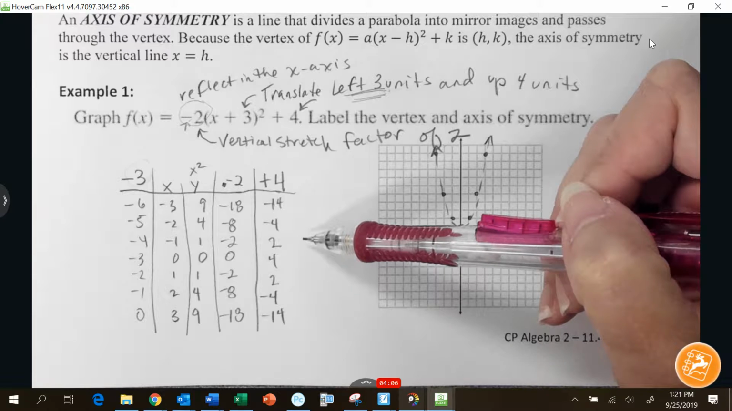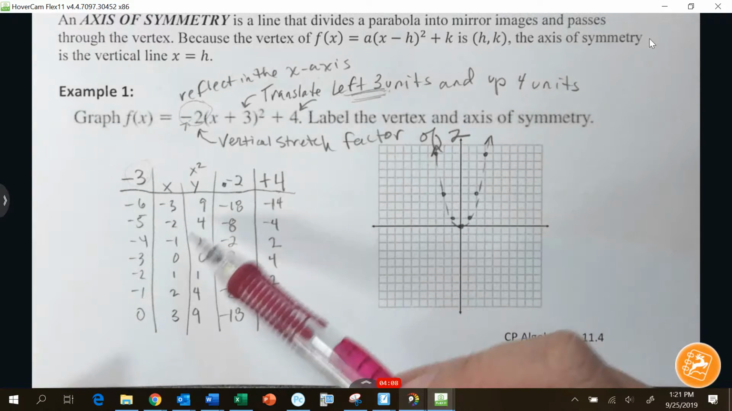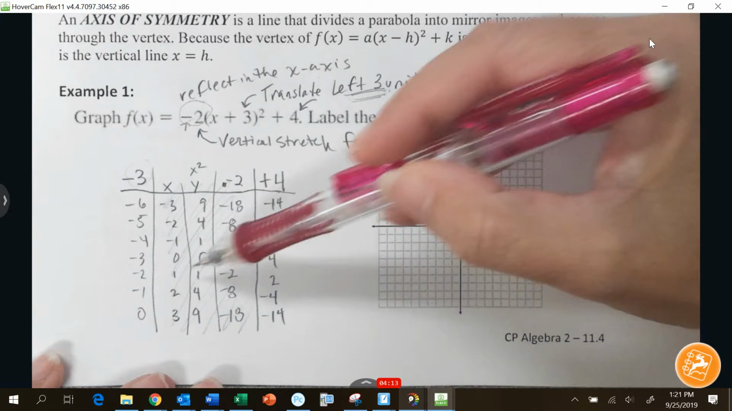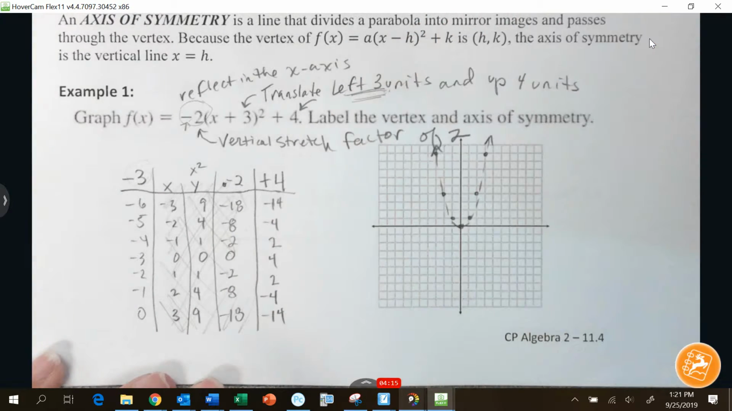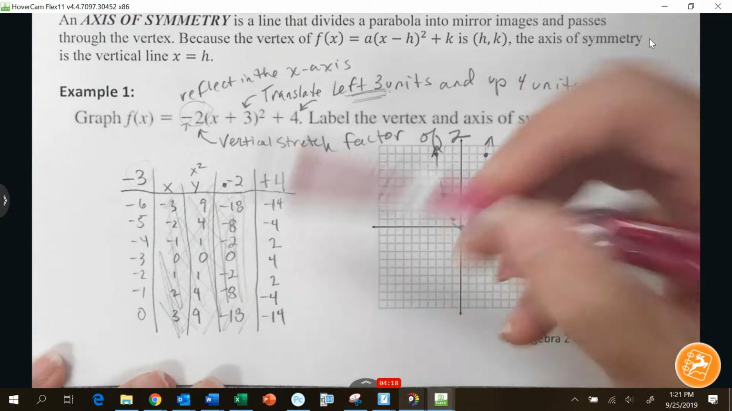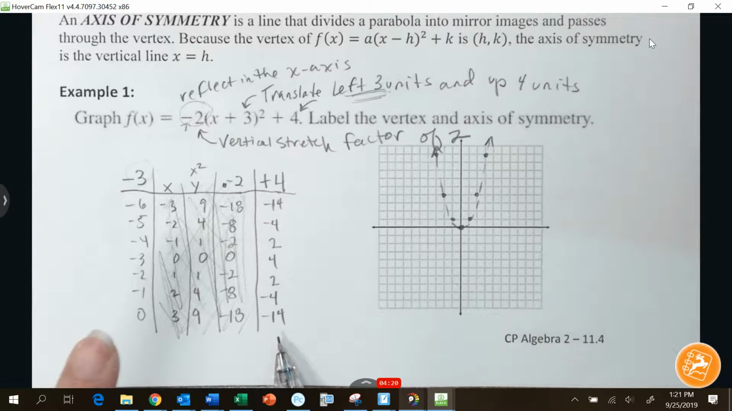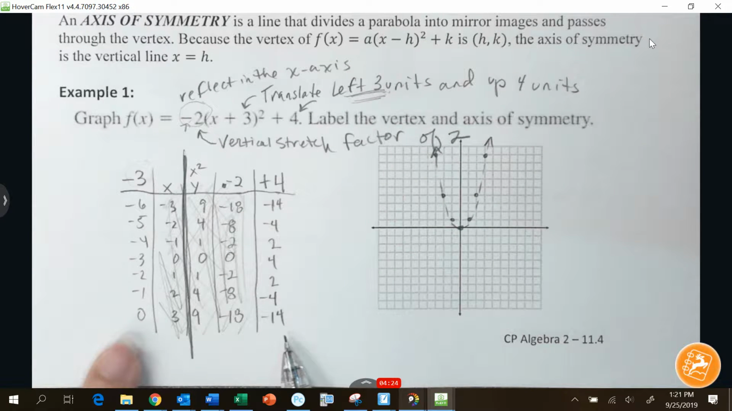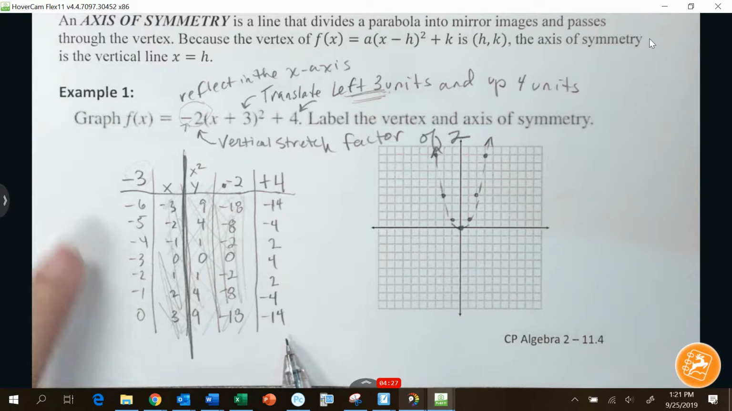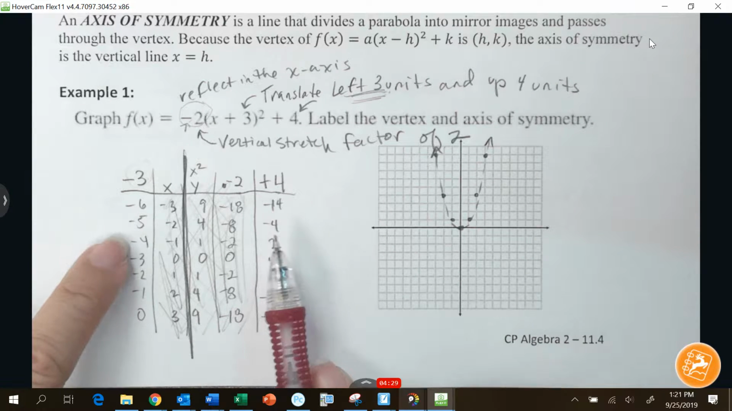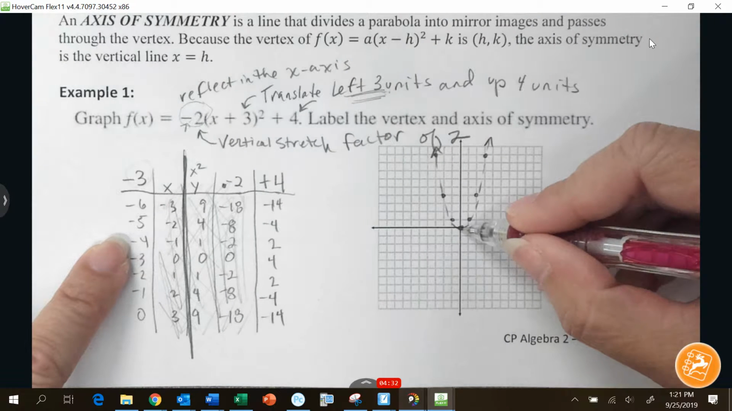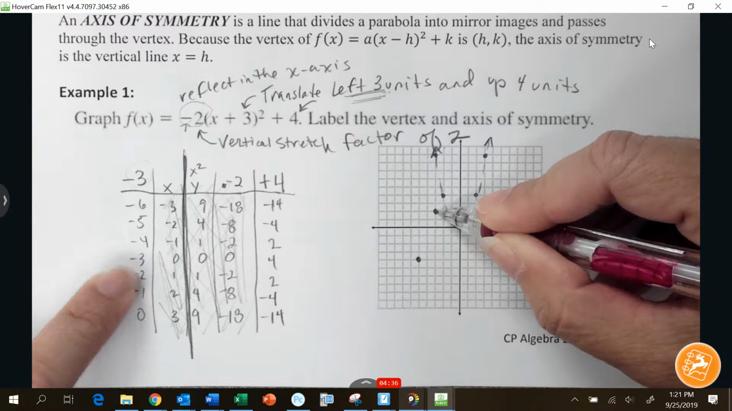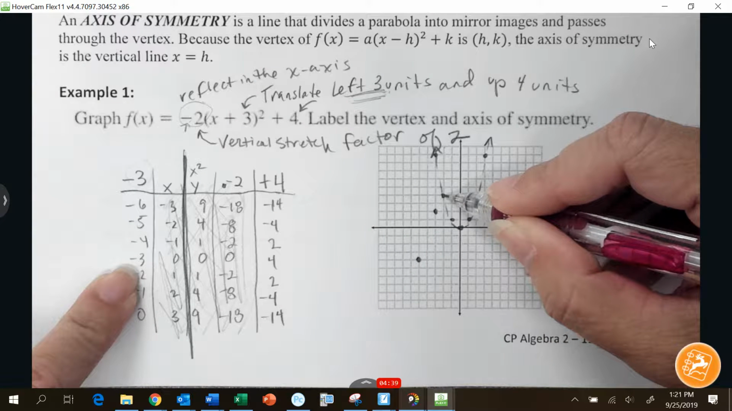Okay? So once you have rewritten all of your points, you can say bye to the 3 inner columns because those were just work. It's the outside x and the outside y. Here's the division between x and y. It's the outside x and the outside y that you graph. So negative 6, negative 14, not going to fit on my graph. Negative 5, negative 4. Negative 4, 2. Negative 3, 4.